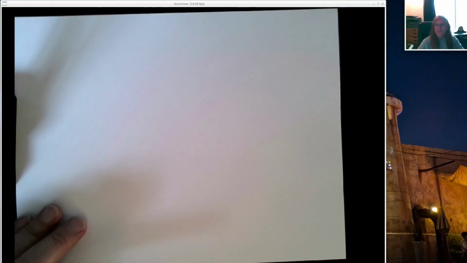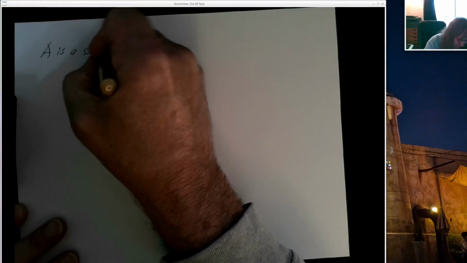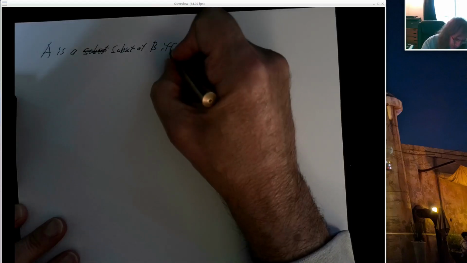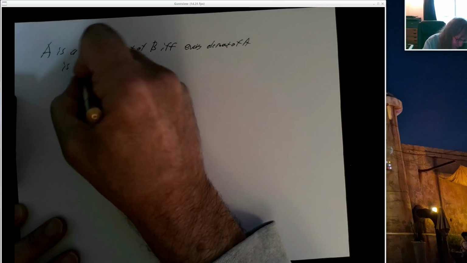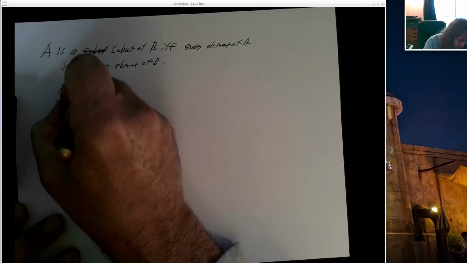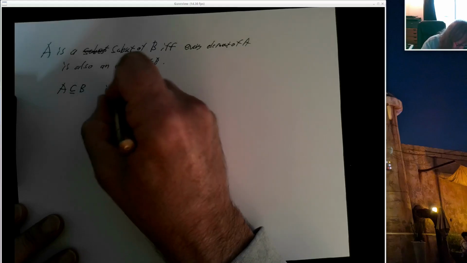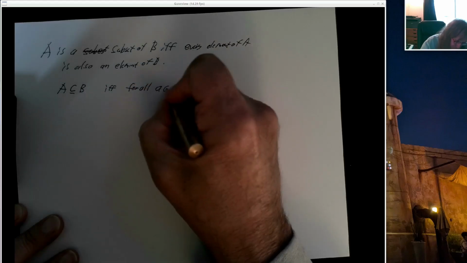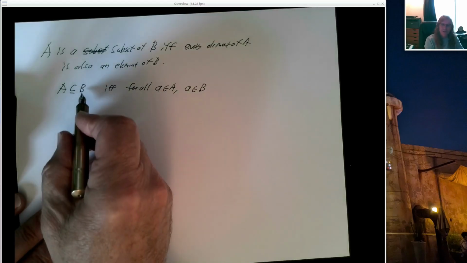All right, let's talk about subsets. So A is a subset of B if and only if every element of A is also an element of B. And we represent a subset with this notation. So A is a subset of B. And so we can say A is a subset of B if and only if for all little a contained in set A, a is contained in set B. So everything contained in here is contained in there.